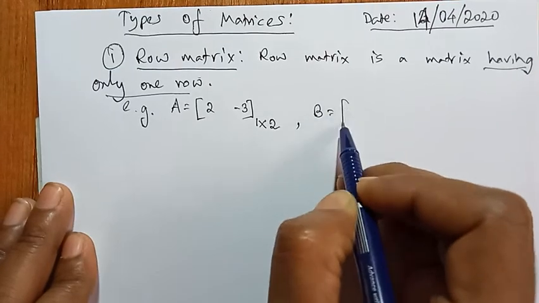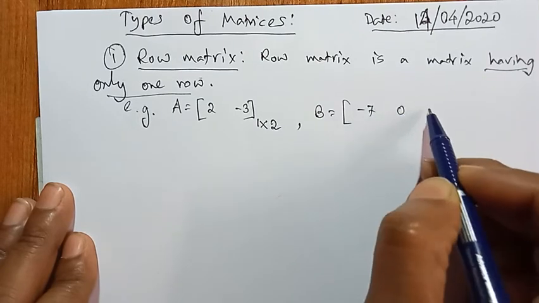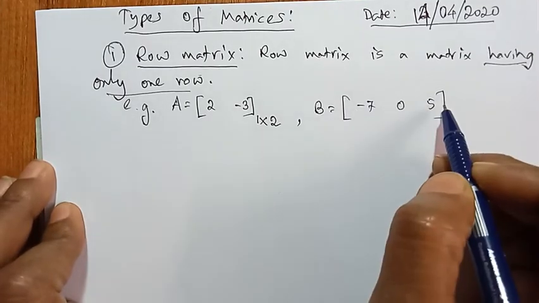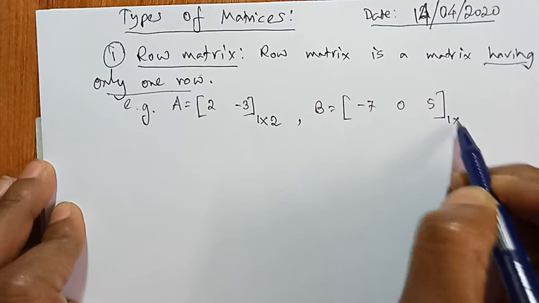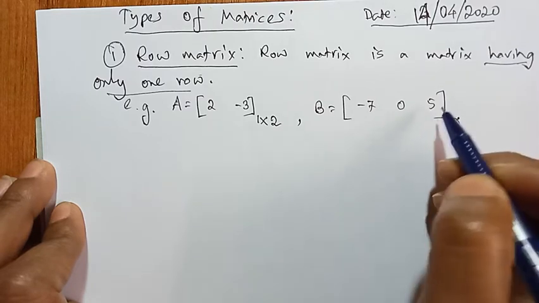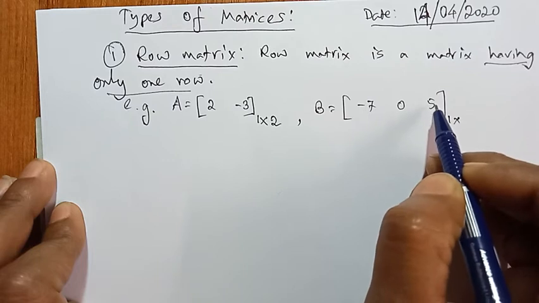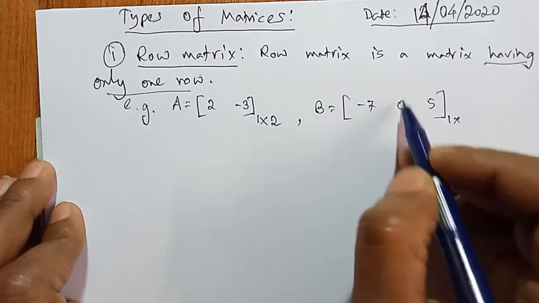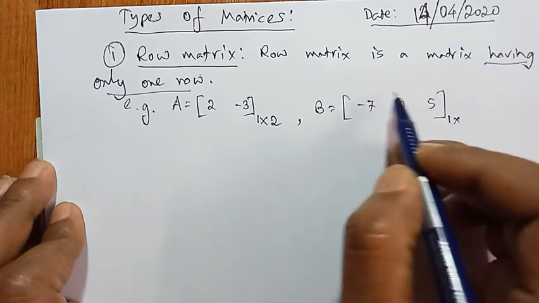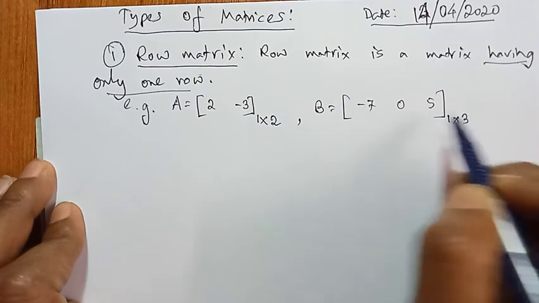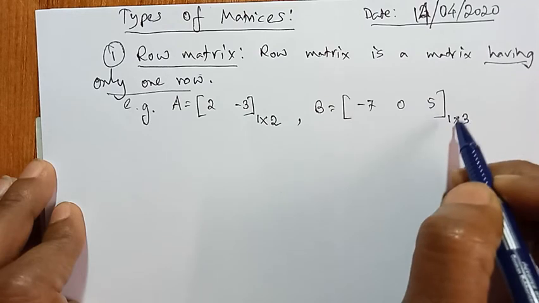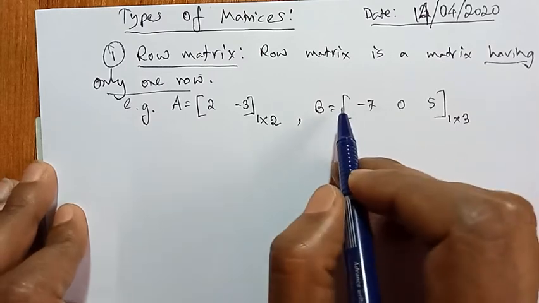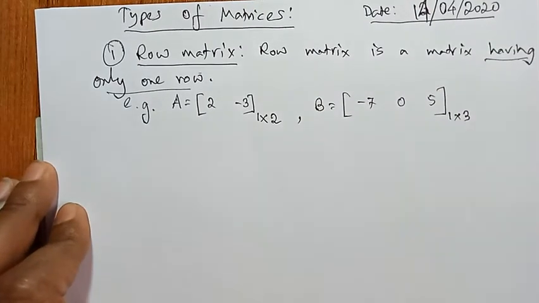Next, matrix B: minus 7, 0, 5. This is a matrix having only one row, so write 1 in the order. And how many columns are there? There are 3 elements in this matrix. For each element you check the column: this element is in the first column, this one in the second column, this one in the third column. So this matrix has 3 columns. The order is 1 by 3. So these two are row matrices because they have only a single row.